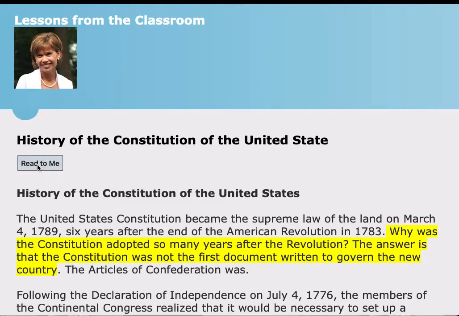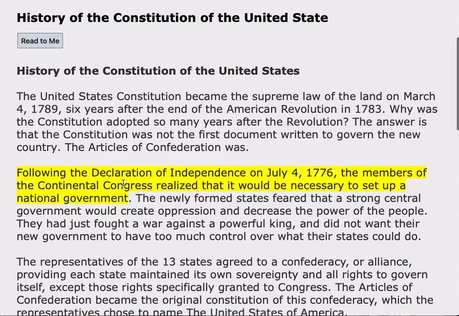Why was the Constitution adopted so many years after the Revolution? The answer is that the Constitution was not the first document written to govern the new country. The Articles of Confederation was.